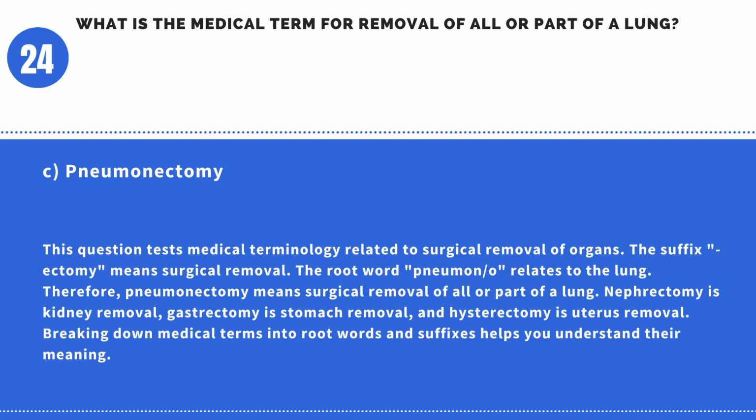Answer: C. Pneumonectomy. This question tests medical terminology related to surgical removal of organs. The suffix ectomy means surgical removal. The root word pneumon/o relates to the lung. Therefore, pneumonectomy means surgical removal of all or part of a lung. Nephrectomy is kidney removal, gastrectomy is stomach removal, and hysterectomy is uterus removal. Breaking down medical terms into root words and suffixes helps you understand their meaning.